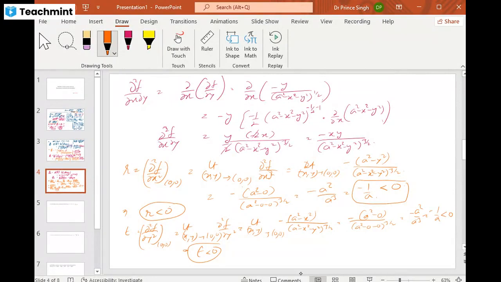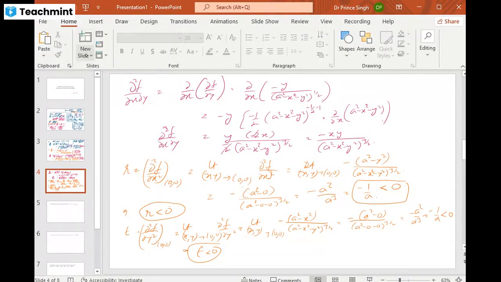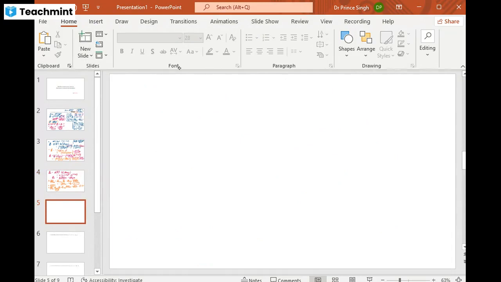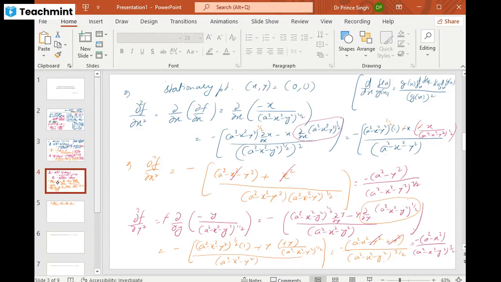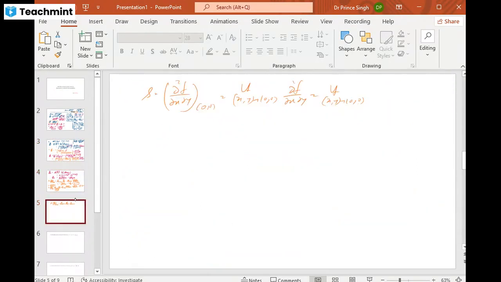And what about s? If we calculate s, here s is ∂²f/∂x∂y at the point (0, 0). So this is the limit as (x, y) tends to (0, 0) of ∂²f/∂x∂y. It is the limit of minus xy upon (a² − x² − y²) raised to the power 3/2.